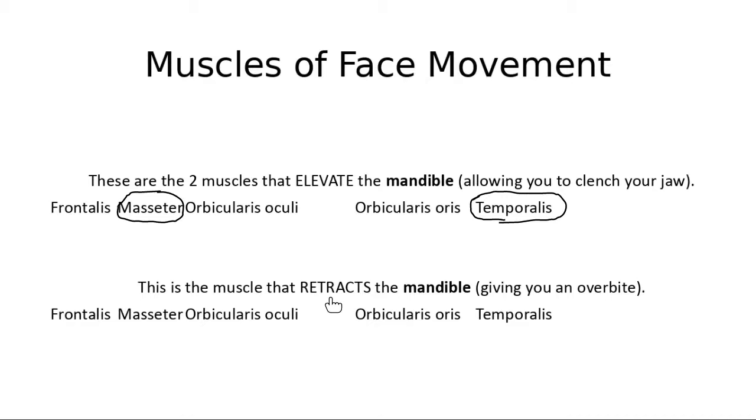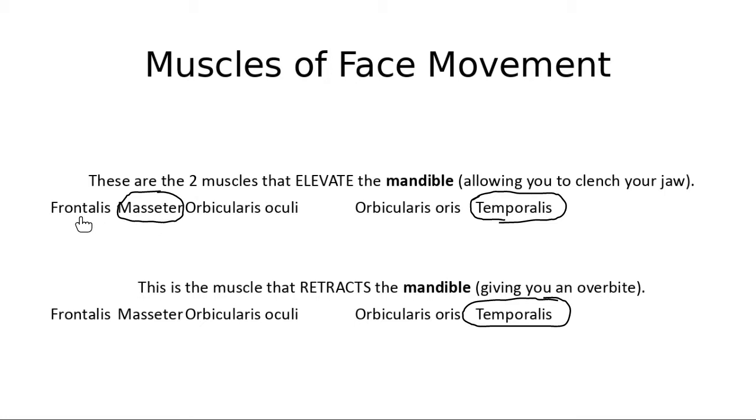When we talk about retracting the mandible, so when your jaw goes backwards, who is it that pulls the jaw backwards? Somebody we already talked about. We just talked about. Yeah, exactly. That's the other job of temporalis. Temporalis pulls the jaw backwards and it pulls the jaw up. Two things that temporalis does. Masseter pulls the jaw up.